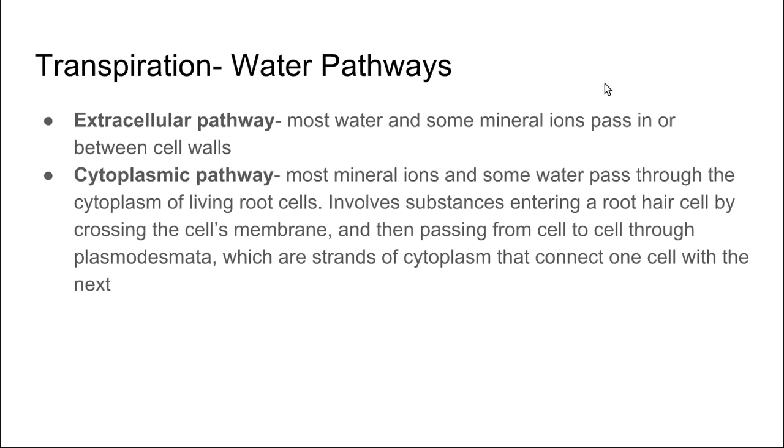There are some pathways that the water takes from the roots into the plant. One of these is the extracellular pathway, where most water and some mineral ions pass in or between the cells of the root. Then there's the cytoplasmic pathway, where most mineral ions and some water pass through the cytoplasm of living root cells. This involves substances entering a root hair cell by crossing the cell's membrane and then passing from cell to cell through plasmodesmata. These are strands of cytoplasm that connect one cell with the next.